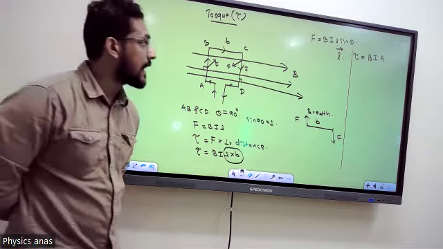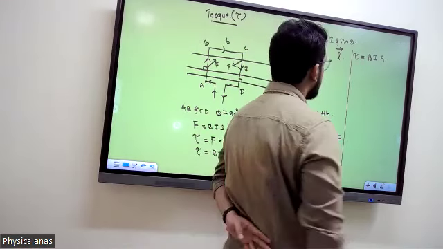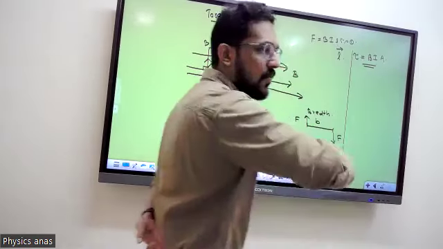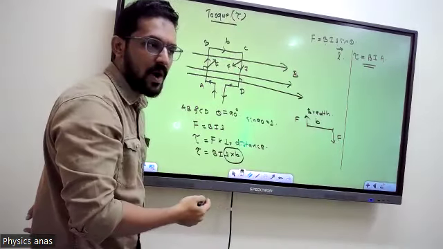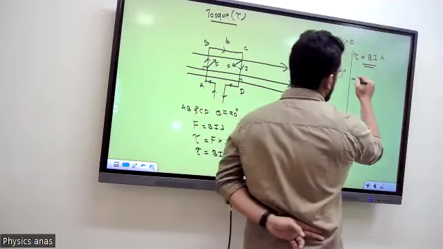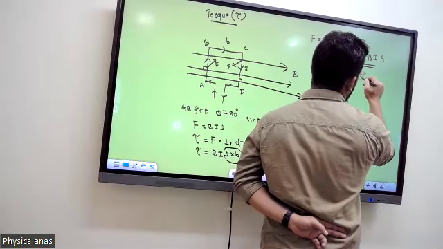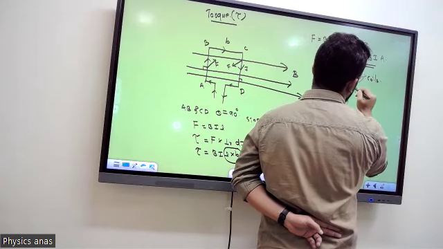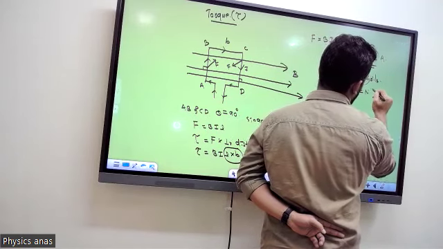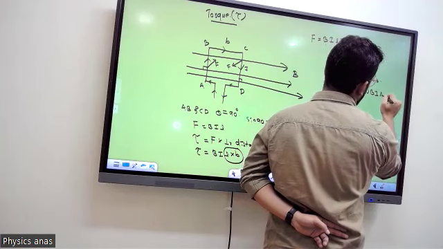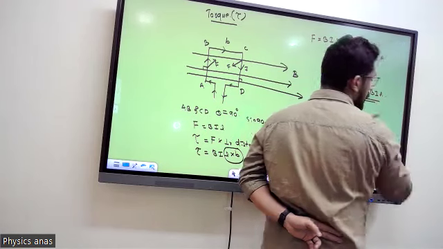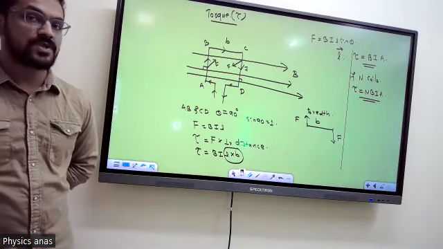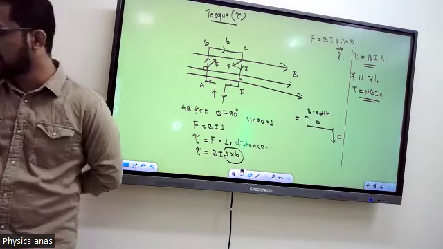Torque is BIA. This is the equation for torque for one coil. If there are n coils, what will be the torque? N into BIA. The equation for torque will be N into BIA.